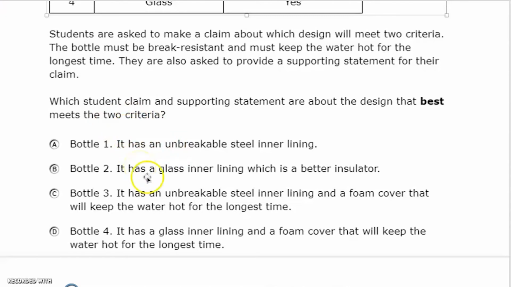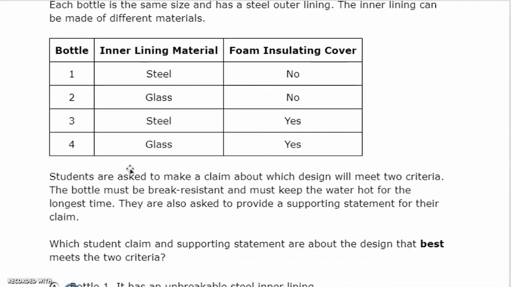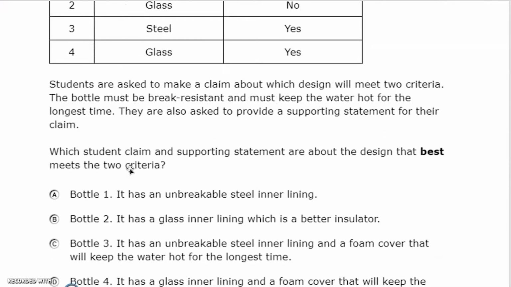Bottle 2, it has a glass inner lining, which is a better insulator. So in this case now, it is talking about the insulation, but it's not talking about it being unbreakable. Bottle 3 is it has an unbreakable steel inner lining and a foam cover that will keep the water hot for the longest time.